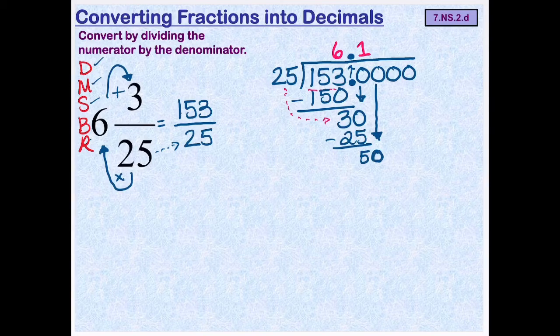And then repeat. So how many 25s divide into 50? Well, that works out perfectly again. 2 times 25 is 50, exactly. So what is that called? That's a terminating decimal.